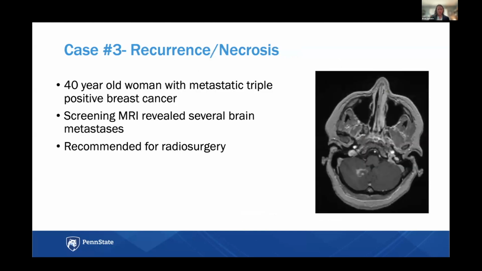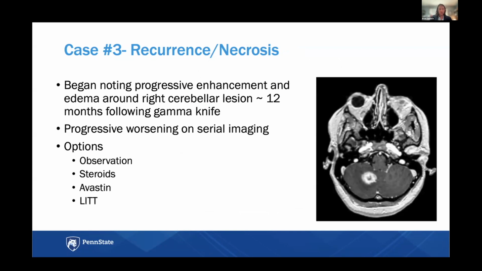This is where it really shines, in recurrence versus necrosis. This is a 40-year-old woman with a metastatic triple positive breast cancer. MRI revealed several brain metastases, and she underwent radiosurgery. Multiple of the lesions responded nicely, but she had a cerebellar lesion, which showed some increased enhancement and edema about 12 months following radiosurgery, and she had progressive worsening on serial imaging. So again, options here: observation, steroids, Avastin. But now we have this fourth option, laser ablation.